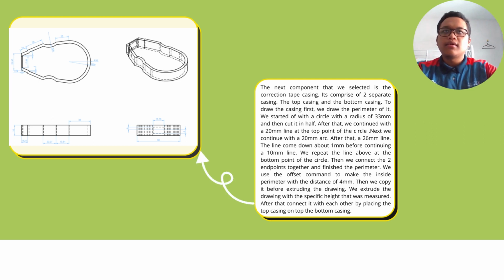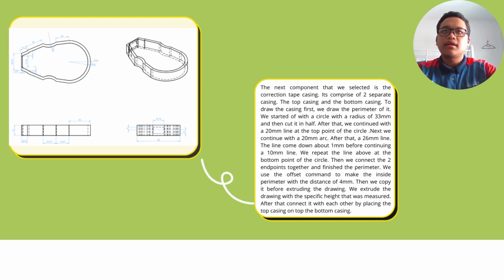After that, we continue with a 20 mm line at the top point of the circle. Next, we continue with a 20 mm arc. After that, a 26 mm line. Then, the line comes down about 1 mm before continuing a 10 mm line. We repeat the line above at the bottom point of the circle. Then, we connect the two endpoints together and finish the perimeter.